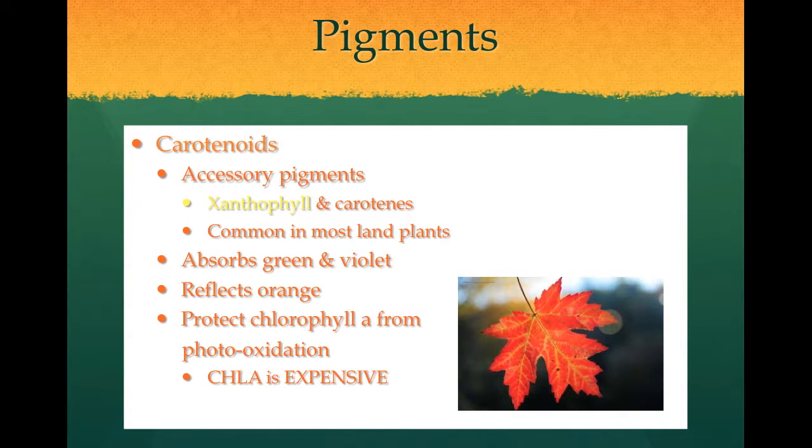Carotenoids are a type of accessory pigment. Carotenoids are xanthophylls and carotenes. They are common in most land plants, and they absorb green and violet light. They reflect orange light, which makes them appear orange. Scientists believe that carotenoids protect chlorophyll A from photooxidation, a type of damage caused by the sun. Chlorophyll A is very expensive, and plants invest energy in creating carotenoids to protect the chlorophyll A.